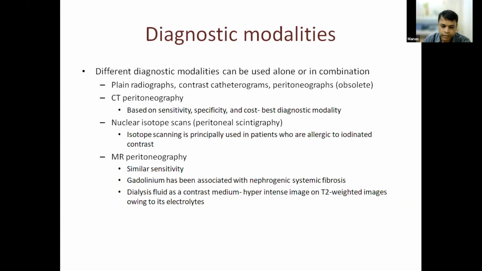For MR peritoneography, in Western literature there are some case reports. Gadolinium, as we know, may cause nephrogenic systemic fibrosis, so it is not preferred. But T2 weighted images can use water as a contrast medium, so PD fluid becomes the contrast medium because it contains electrolytes. So it may be a good method where we want to altogether avoid any type of contrast or isotopes.